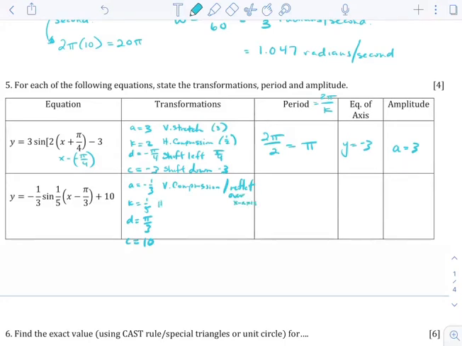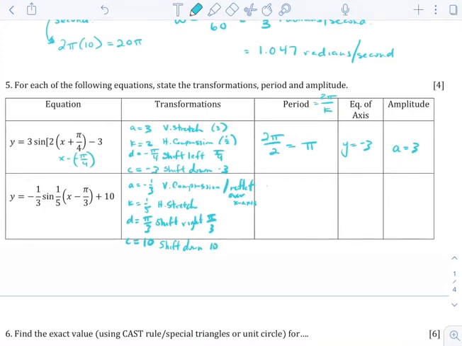K of 1 over 5 is a horizontal stretch by a factor of 5. D of pi over 3 means shift to the right pi over 3. And C is equal to 10 is a vertical translation, so shift up 10 units. All right, keep going along here.